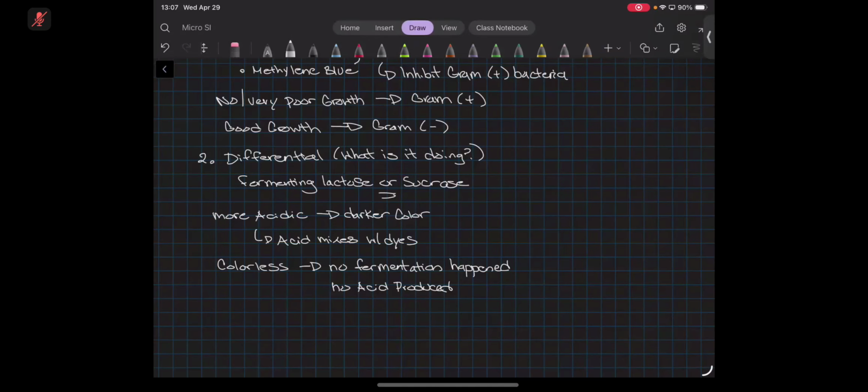The differential, whether or not it's fermenting lactose or sucrose, is going to be an indicator of what kind of bacteria it is as well? Doesn't matter if it's lactose or sucrose, but if she asks what sugar, so if she throws in there glucose as part of EMB, what are you going to say? Wrong, right? Because it's only what? Very good. Darker color is the colonies we see, not the agar color, right? Right.